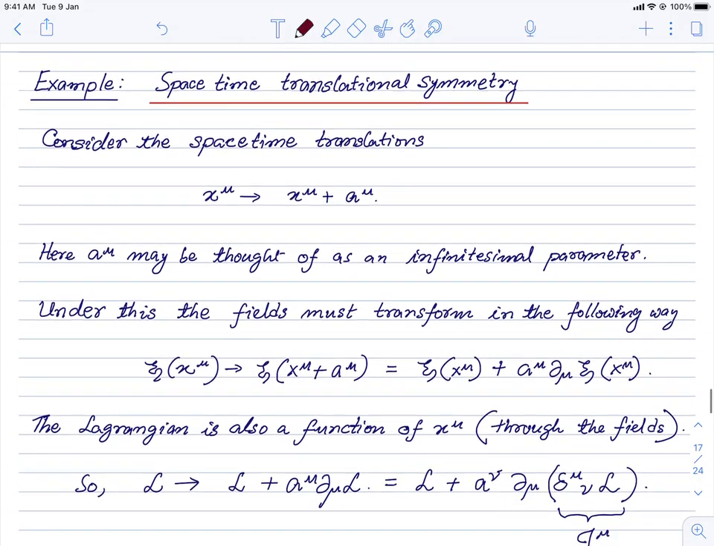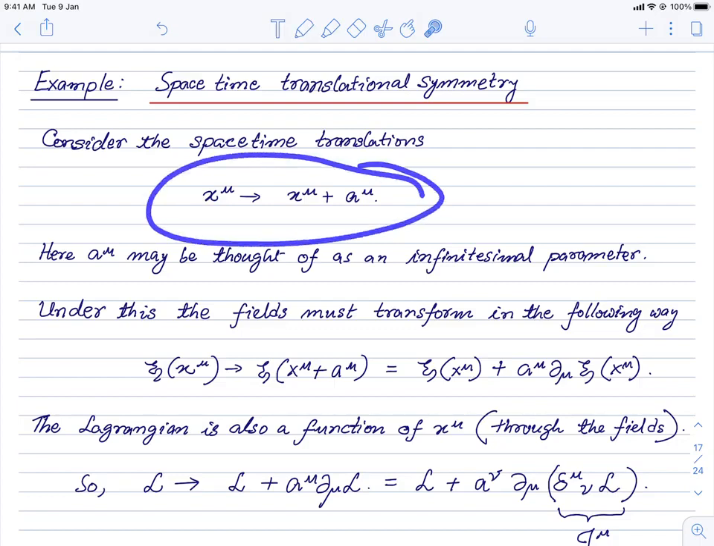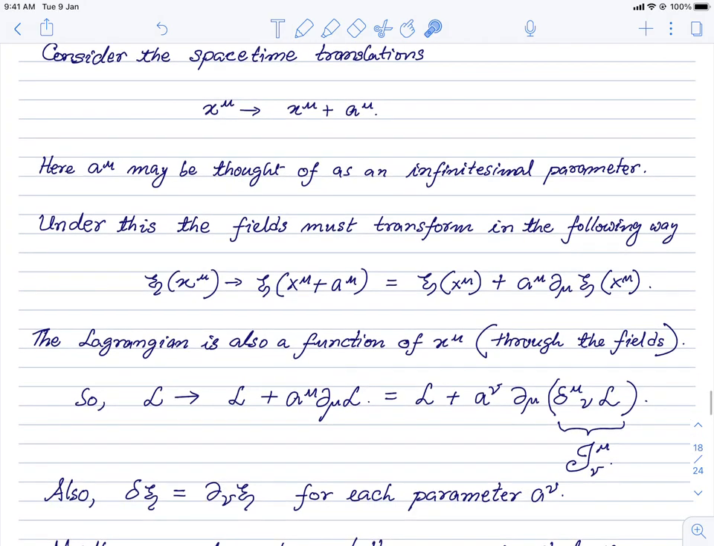Okay, so now let's take the example of translation, which is our main goal. If we take the example of translation, the coordinates are transformed in this way. If the coordinates are transformed in this way, then the fields are transformed in this way. And as I said, this is analogous to the variation, so this is for this particular symmetry.